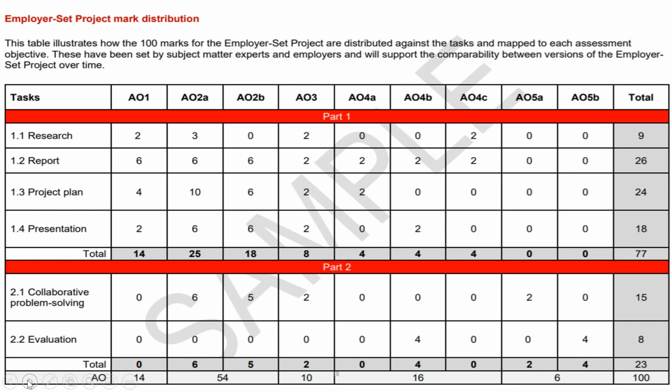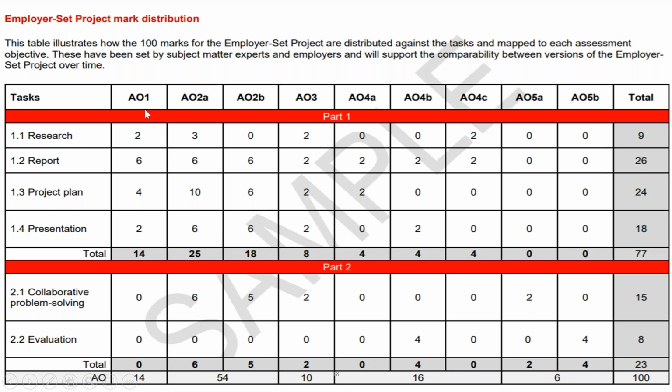So this table here is, again, showing you how those 100 marks for the ESP, the Employer Set Project, are distributed against each of those tasks. And that's how the assessment objectives I showed you in the previous slide are mapped across to each of those tasks. So you can see in task 1, we're going to be unpicking that.